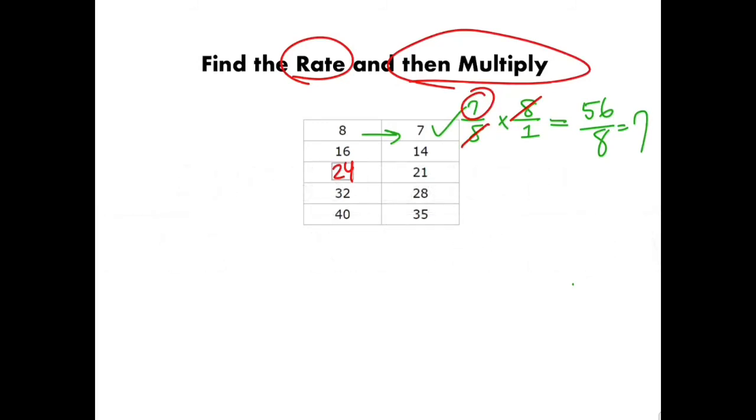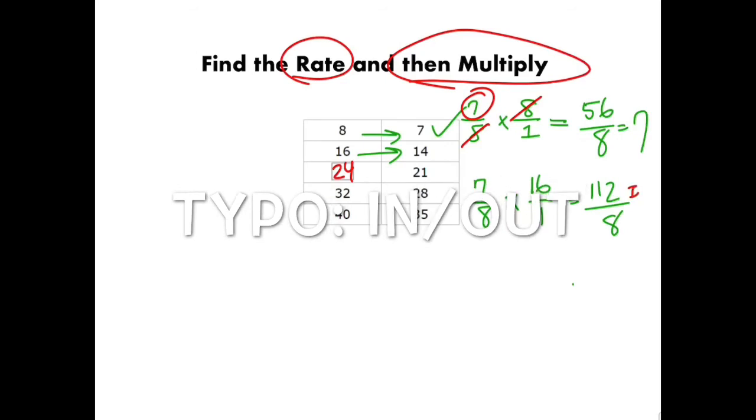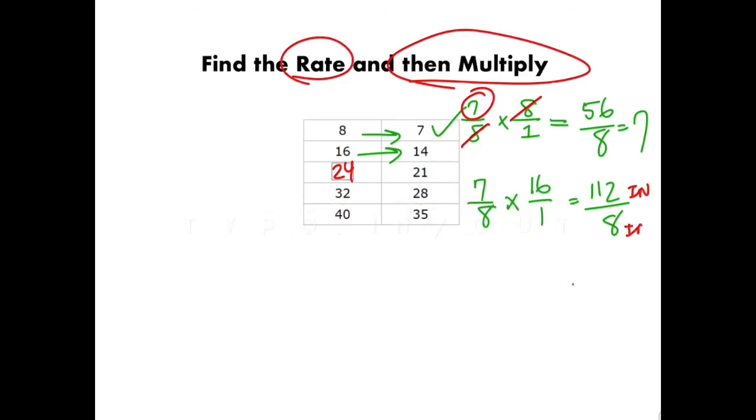So we'll do one more example to double check. So again, I'm going from left to right. So the number I want to multiply with is number 16. It's an improper fraction, so you want to divide.